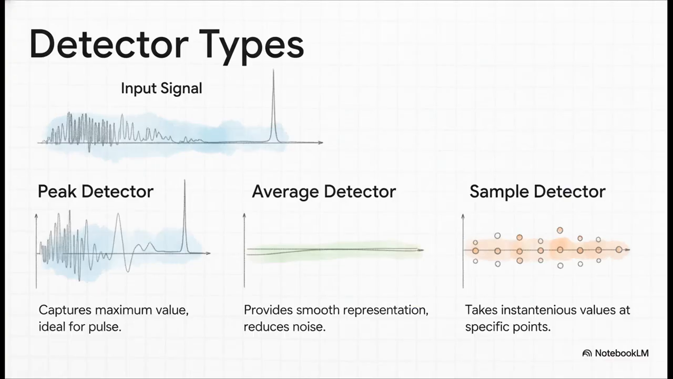The detector is what determines how the analyzer actually reports the signal's amplitude at every single point. For general everyday use, the peak detector is fantastic because it's not going to miss any narrow signals. But for measuring the true power of a noisy, complex digital signal, you're going to want to use the average or RMS detector. It's all about picking the right tool for the specific signal you're looking at.